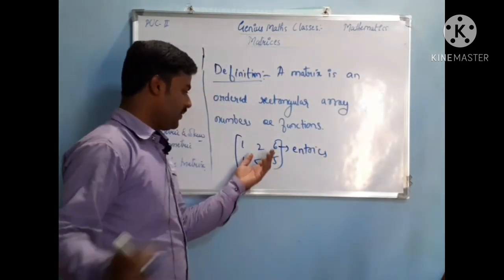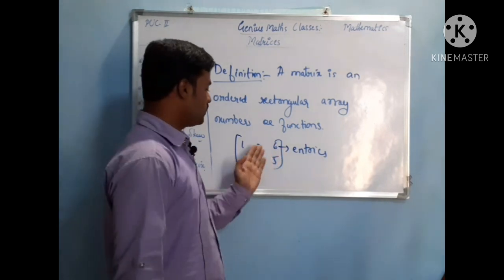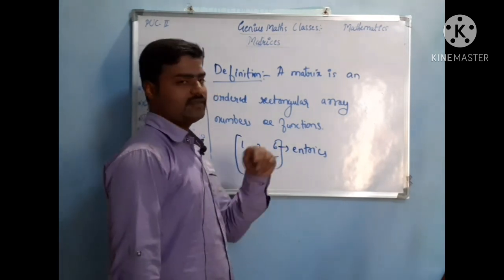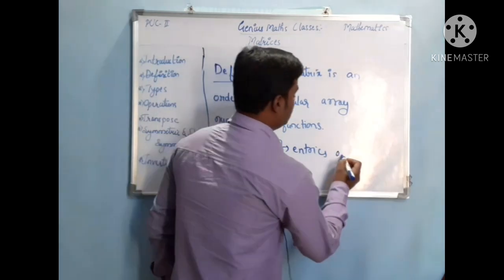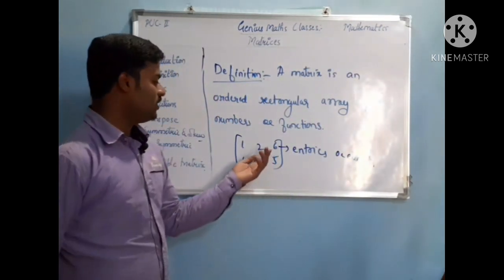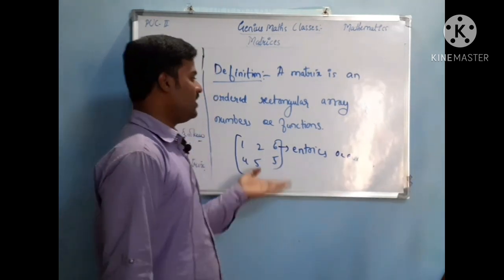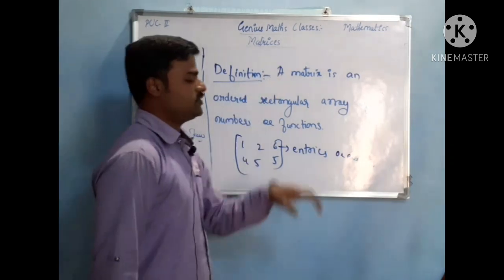The numbers and functions inside the matrix we call entries, or we can call them elements. So these are nothing but elements, right? The numbers or functions are nothing but the entries or elements in a matrix. So this is the definition of a matrix.